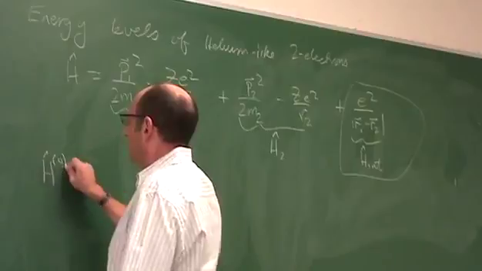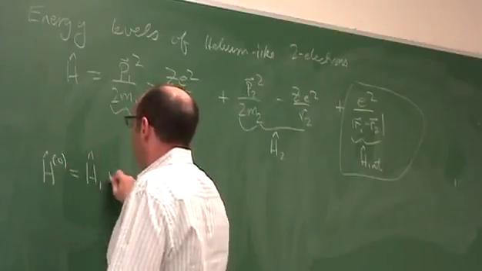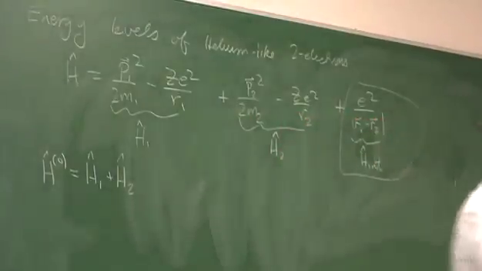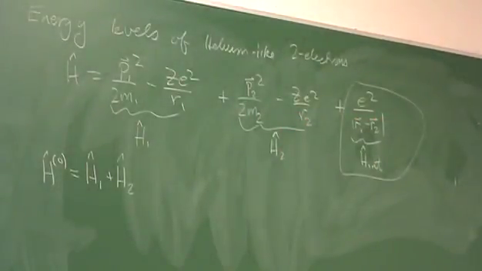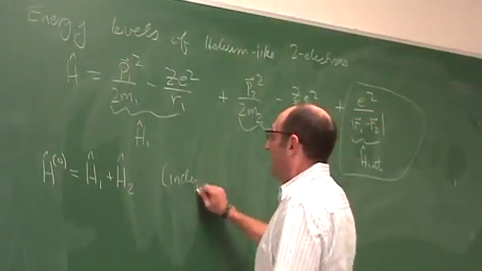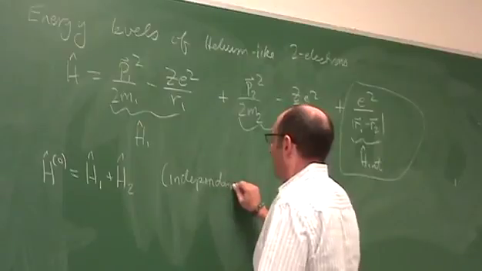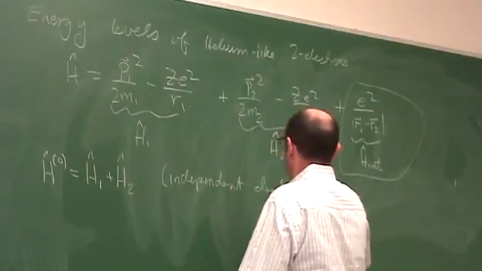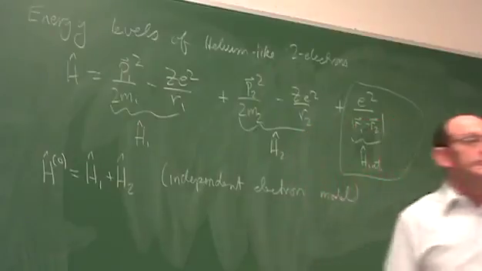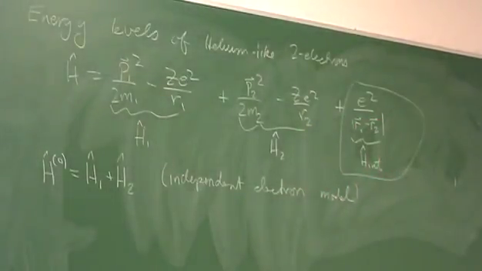So if I take H0 to be just the sum of the two independent electrons, well then we know what the energy levels are. This is what we would call the independent electron model. Probably terrible. We'll see how terrible it is in a moment.